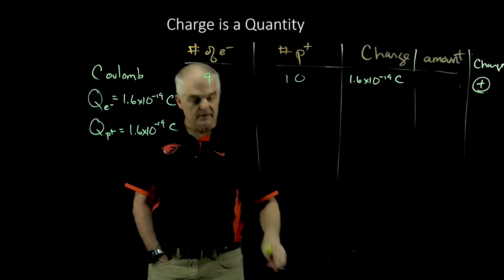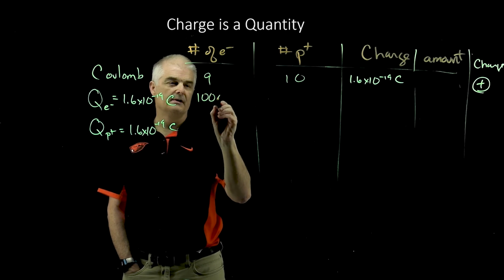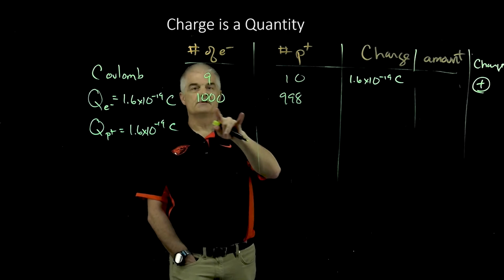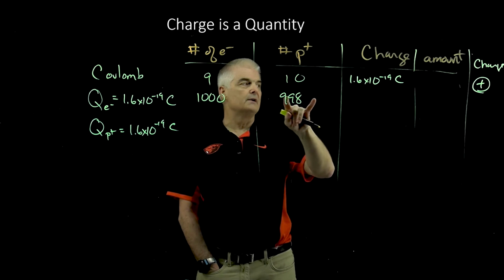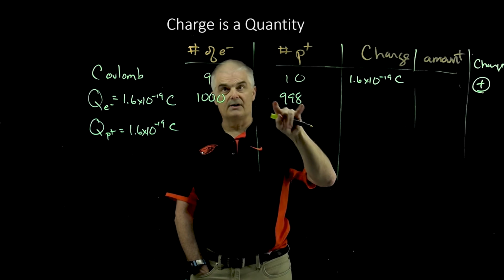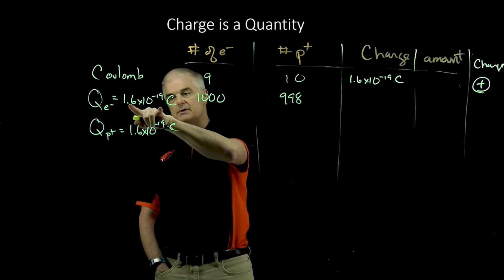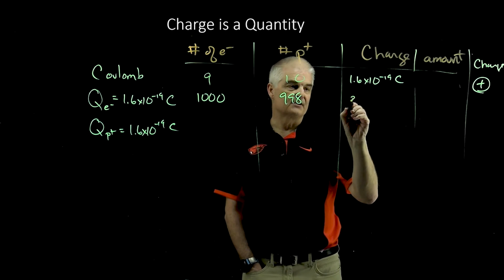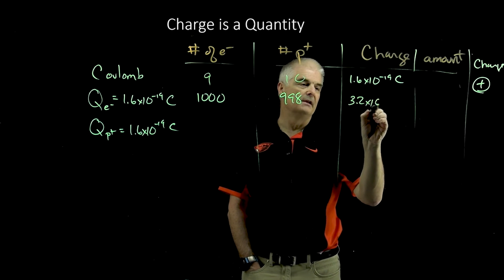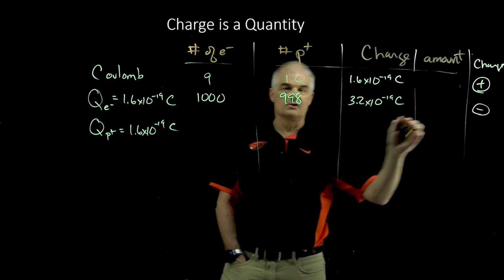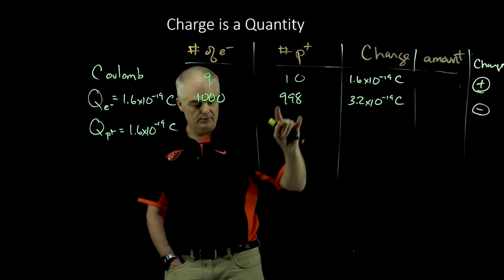All right, the next one, let's say I have 1,000 of these, and I have 998 of these. The difference is I've got more electrons than protons, and there's 2 extra electrons. So you would take 1.6 times 10 to the minus 19th times 2, and that's 3.2 times 10 to the minus 19th coulombs. And that, though, would have a negative charge because there's more electrons than protons.